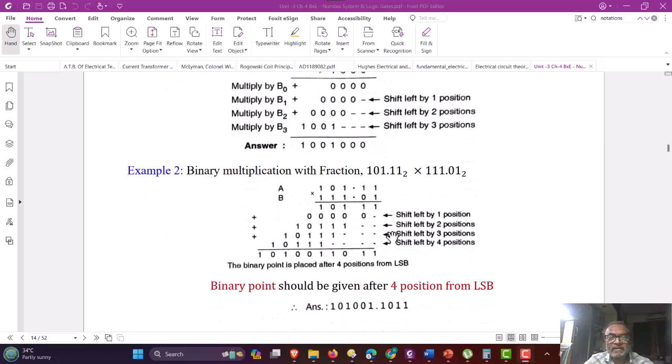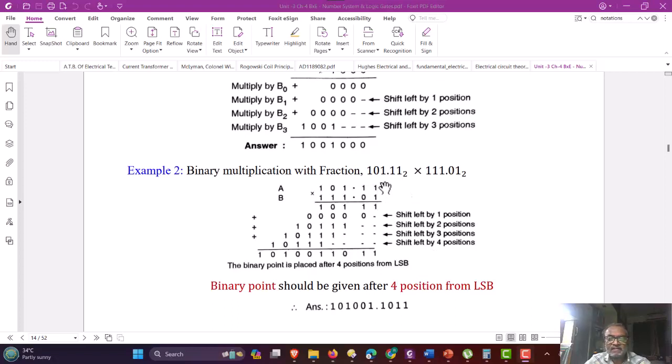The binary multiplication of fractions can be performed on similar tracks. Initially we will not consider the binary point. We will do the multiplication bit by bit for the total bits in number A by number B. Every time we will shift the partial product by one position. We will do the column by column addition, and then we will put the decimal point.